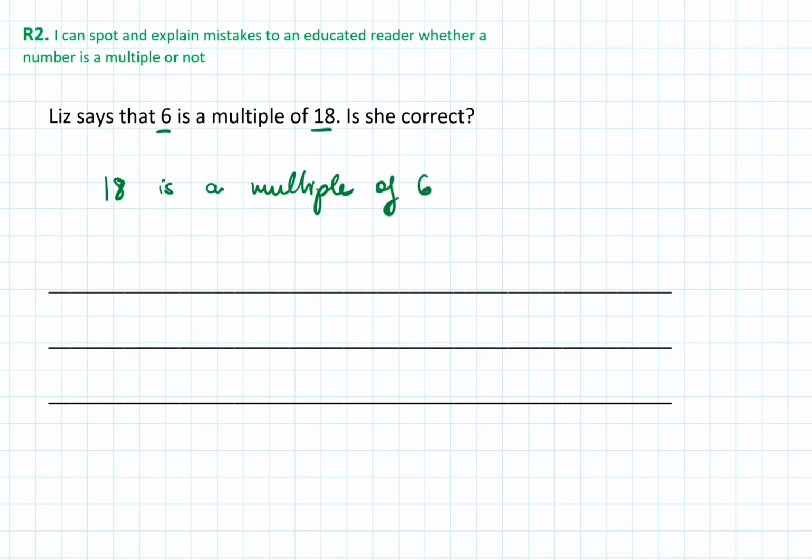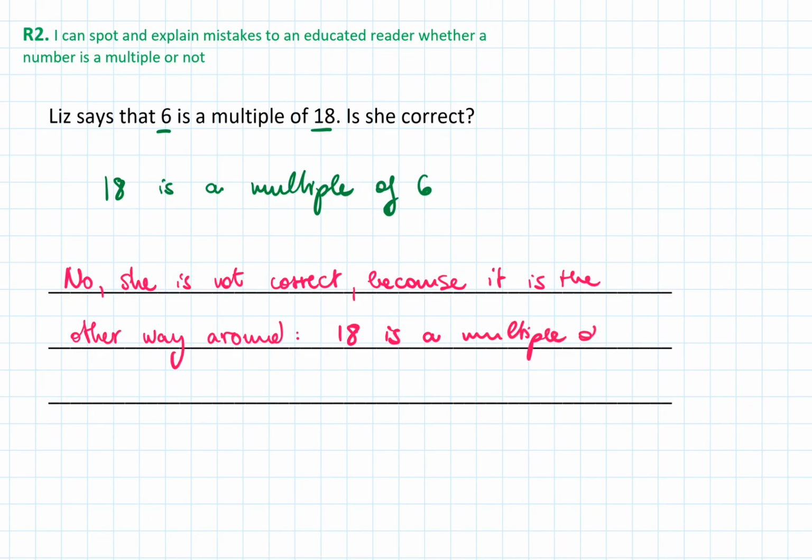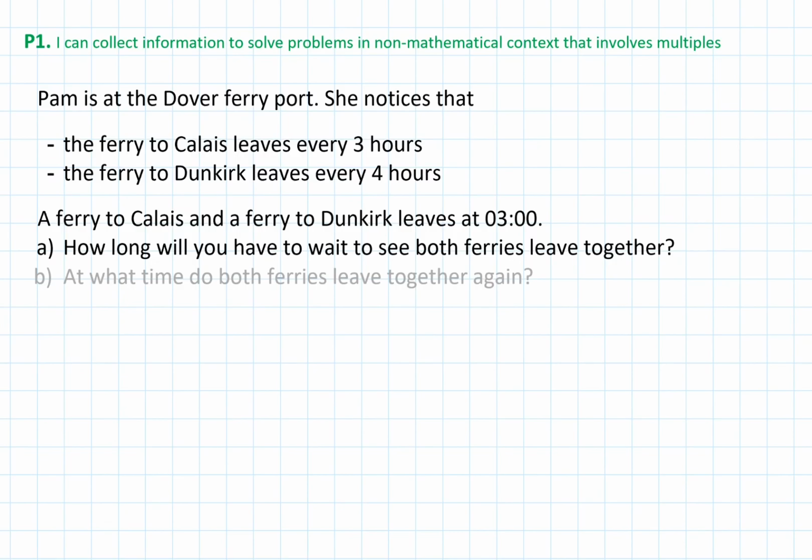Remember, multiple means multiplying a number by natural numbers to get a number. So we can say that 3 times 6 is 18. Therefore, 18 is a multiple of 6. If we want to answer the question, we can say that no, she is not correct because it is the other way around. 18 is a multiple of 6. Remember to always check if the question says it correctly. It is always the bigger number, which is a multiple of the smaller number, or equal, and not the other way. I will now work through a P1 type problem.